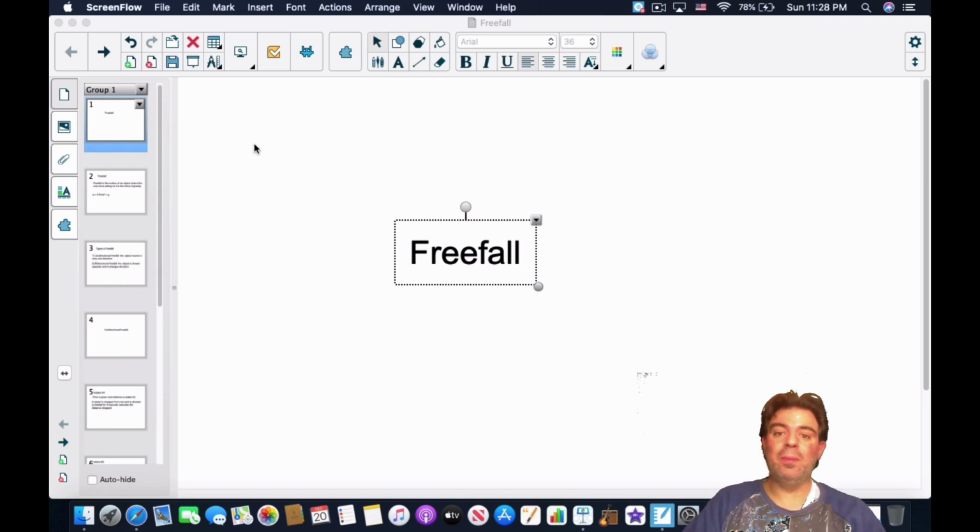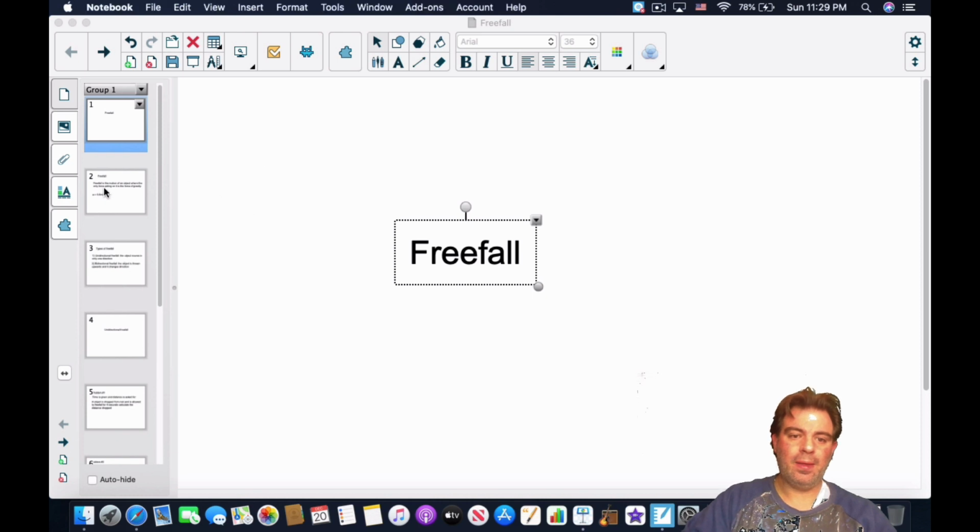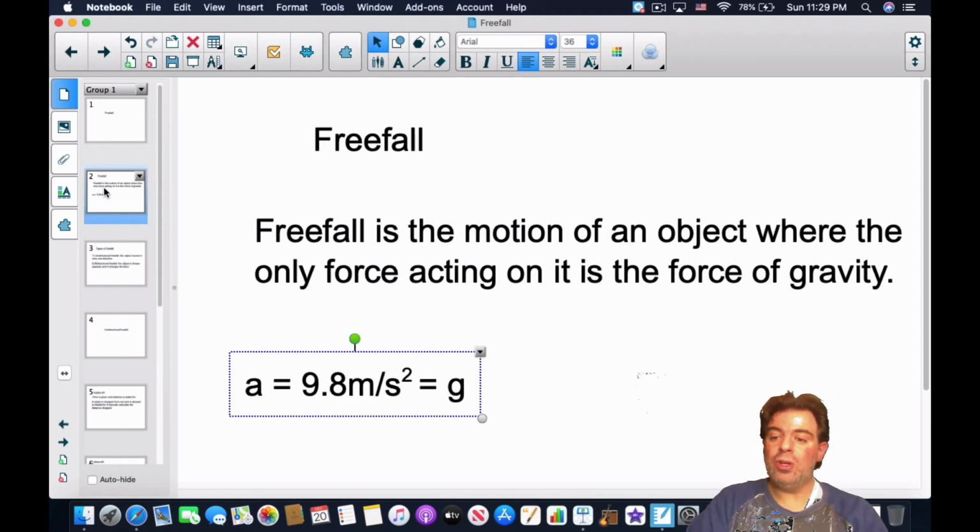Everyone, and welcome back. Today we're going to be discussing freefall. So what is basically freefall? Freefall is the motion of an object whereby the only force acting on it is the force of gravity.